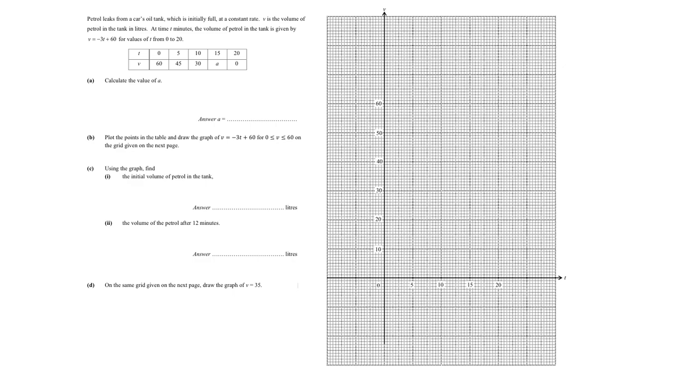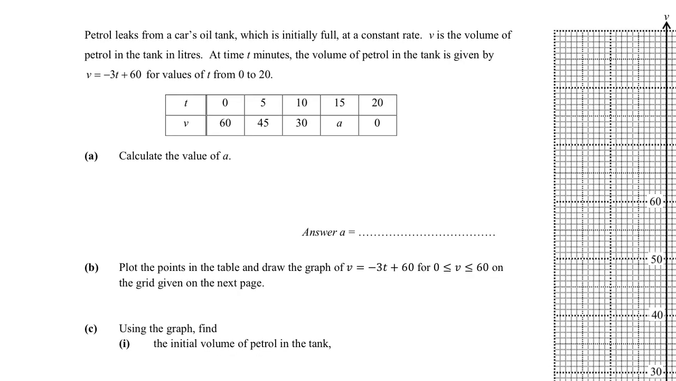Explore drawing a linear graph. So petrol is leaking from a car's oil tank, which is initially full, at a constant rate. And let's zoom in. The first thing that caught Mr. Tan's eyes is the equation. So the equation is V, which is the volume, equals negative 3t. T is actually the time in minutes, from 0 to 20 minutes. So here let me just highlight the equation.